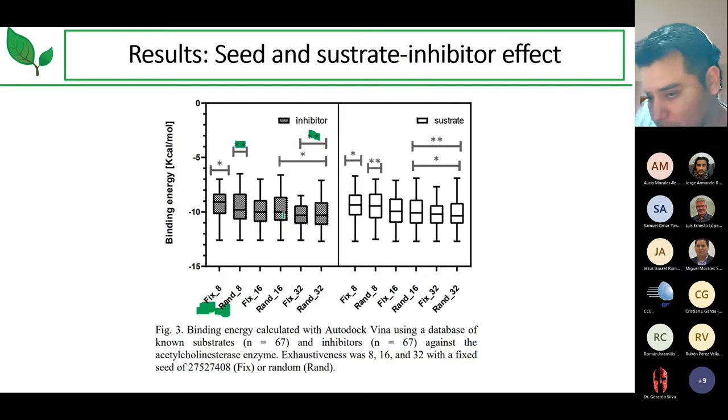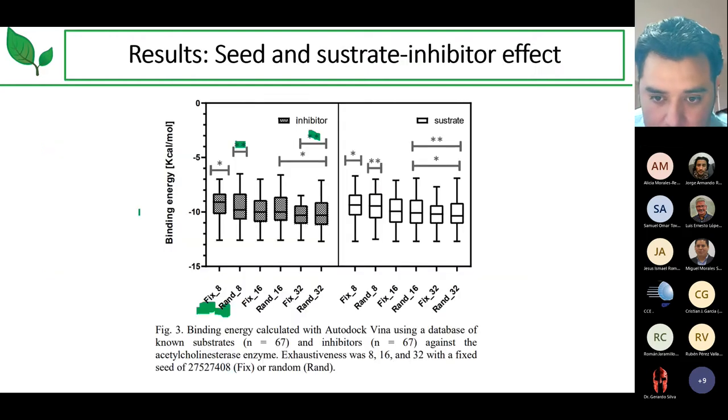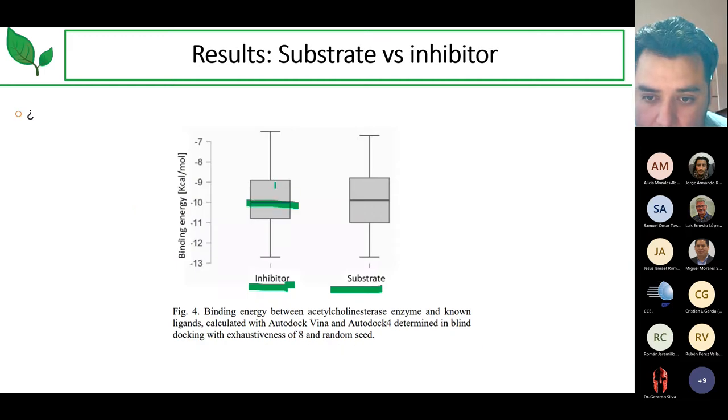And these are our conclusions: Autodock 4 makes predictions with lower affinity energy than Autodock Vina. We can compare this, but it's a conclusion. Also, the distribution of scores presents a wider interval, with a normal distribution, compared to Autodock Vina. The normal distribution is this: this is the mean, the quartiles and the normal distribution.